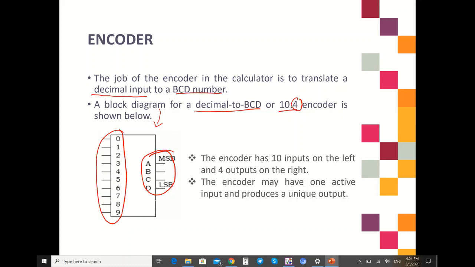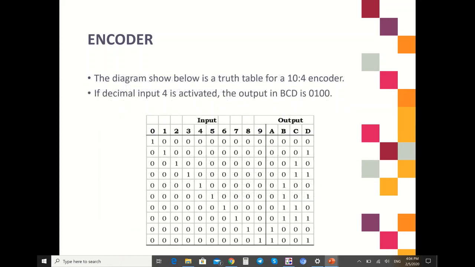So how can we design the circuit for an encoder? Designing the circuit involves 3 steps: truth table, simplification of expression, and drawing the logic circuit. We will start with deriving the truth table for the 10-4 encoder. So this is the truth table for the 10-4 encoder. This encoder truth table is slightly different from the previous truth tables that you have learned in chapter 2, chapter 3, and also chapter 4. In previous chapters, in the truth table, you have the input represented by binary, right?